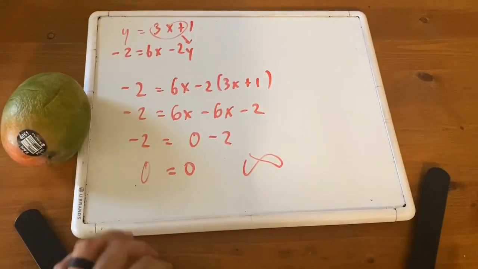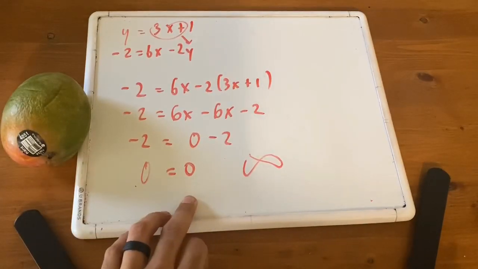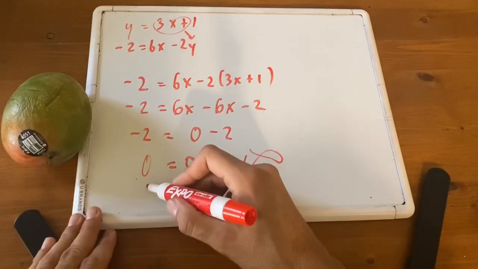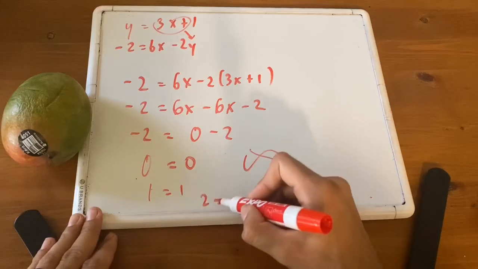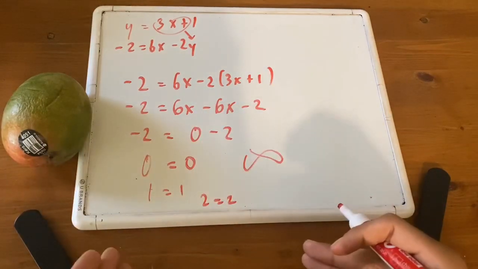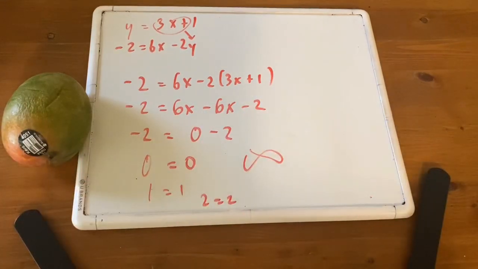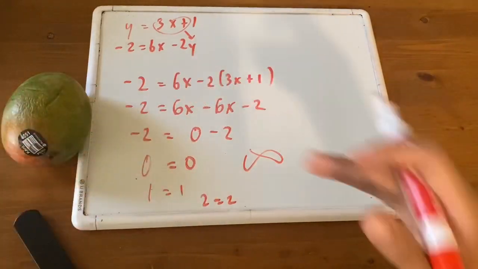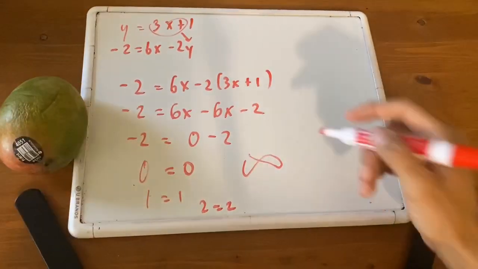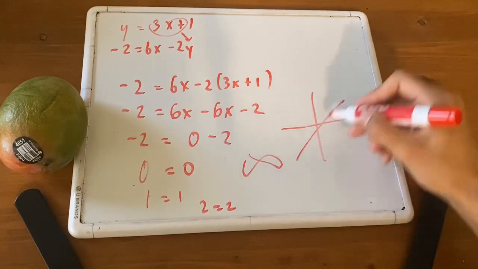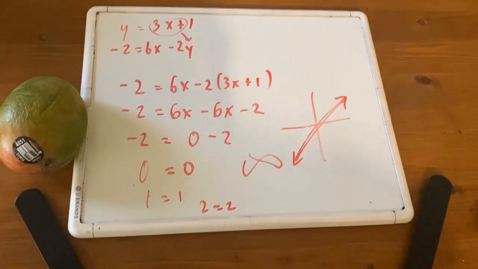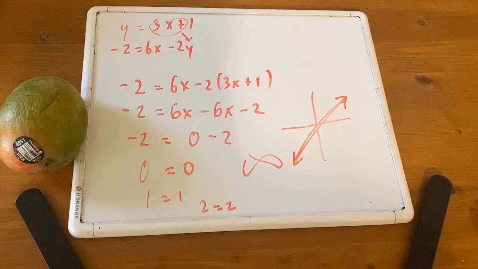Now, this means I have infinitely many solutions because 0 always equals 0. I can get 1 is equal to 1, maybe I can get 2 is equal to 2, but if I get a situation like this, I have infinitely many solutions. And let's talk about how the graph of that's going to look, okay? Because I have infinitely many solutions, that means that the lines are always touching at every single point, so they're the same line.